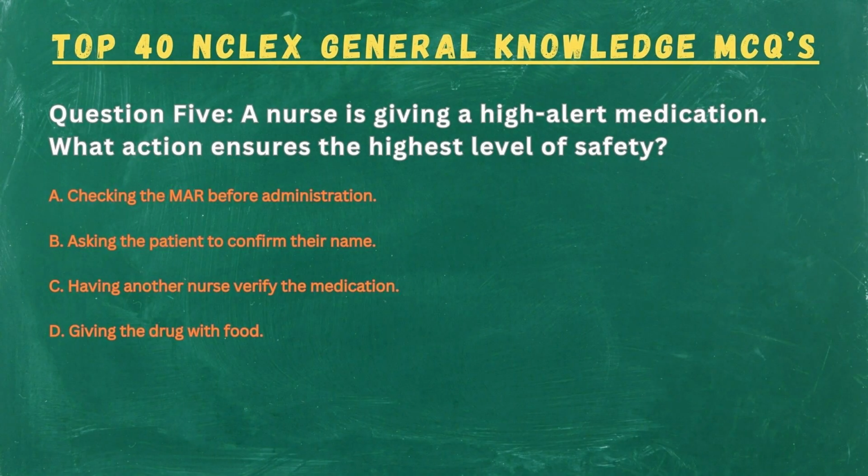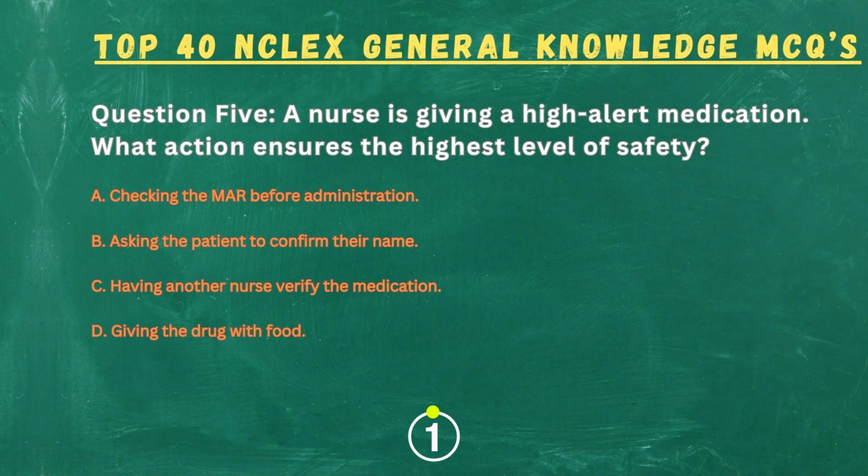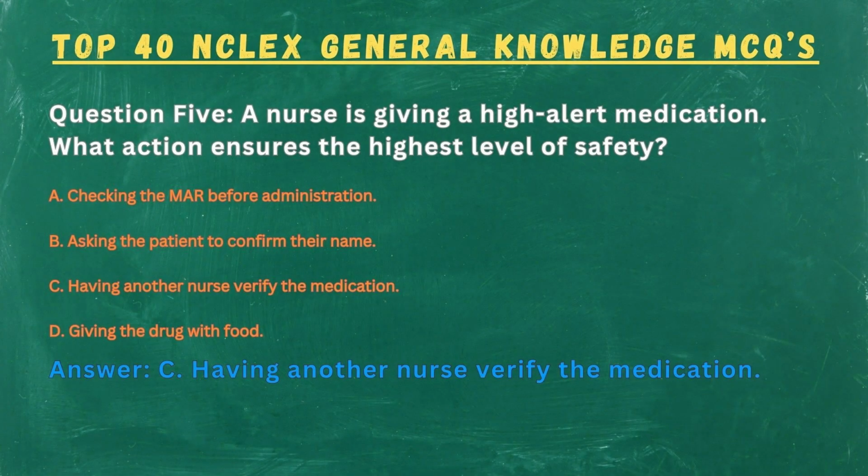Question 5. A nurse is giving a high alert medication. What action ensures the highest level of safety? A. Checking the MAR before administration. B. Asking the patient to confirm their name. C. Having another nurse verify the medication. D. Giving the drug with food. Answer. C. Having another nurse verify the medication.